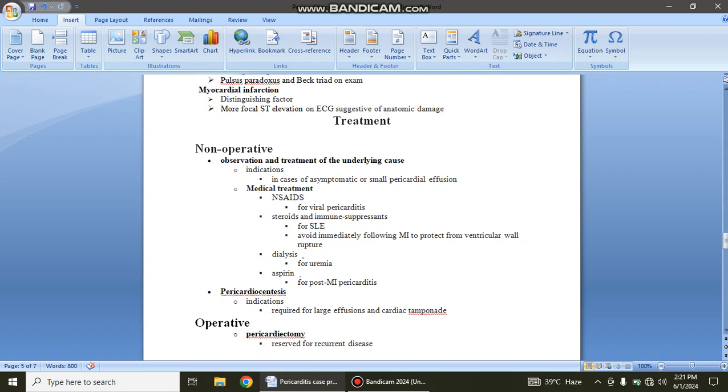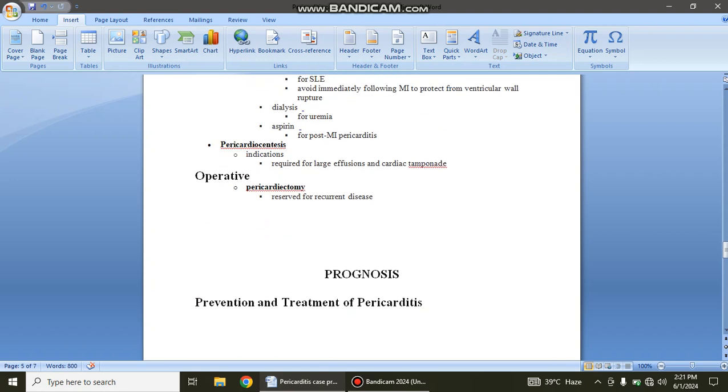Number 3, dialysis. It is for uremia. Number 4, aspirin, and it is for post-myocardial infarction pericarditis. And then there is pericardiocentesis, and the indications for it are large effusions and cardiac tamponade. And then there is operative treatment. It is known as pericardiectomy, and it is reserved for recurrent disease.